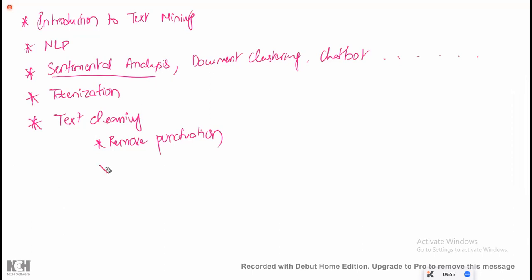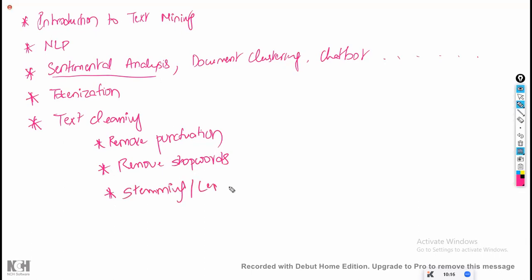So we remove the punctuation, and we remove the stop words. Stop words are unnecessary words that are not useful beyond forming the sentence; they do not give any information. The next step is stemming or lemmatization. We discussed in which case we use stemming and in which case we use lemmatization.